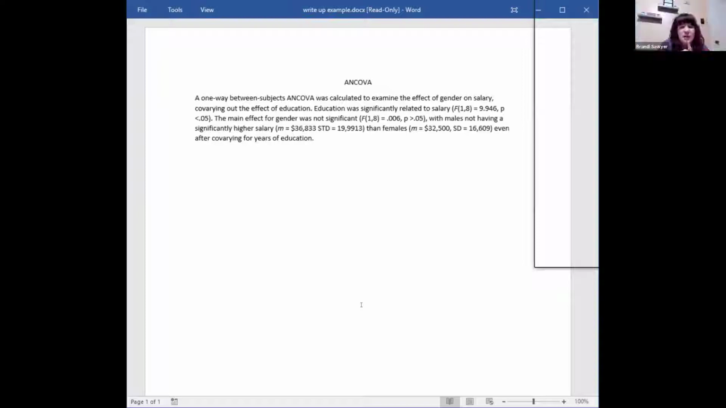And that statement, education was significantly related to the salary, is saying that some of the variance in salary can be attributed to years of education, right? Is that what that means when it says related? Essentially that's what that means. Yes.